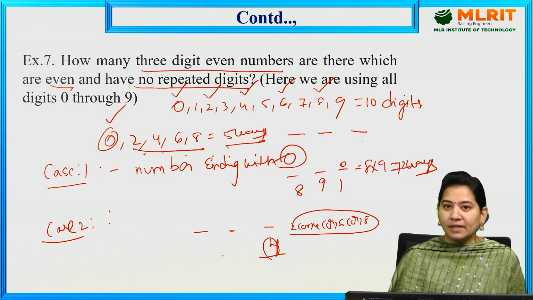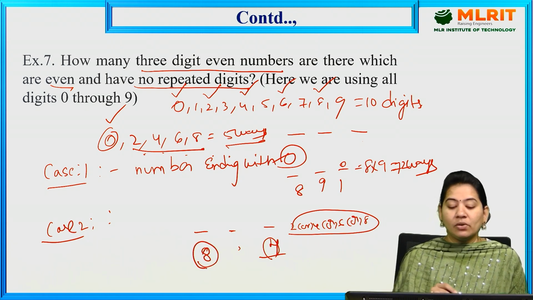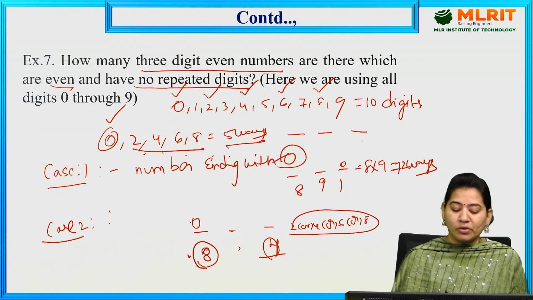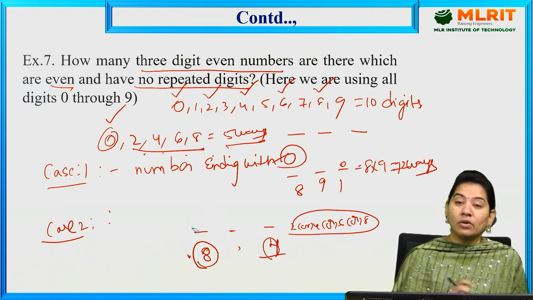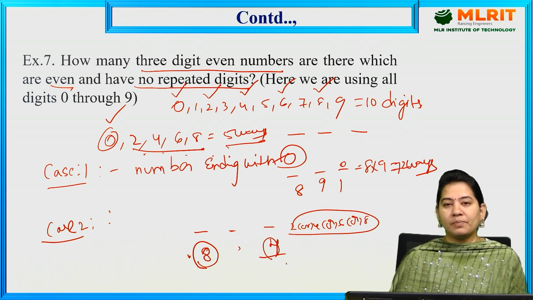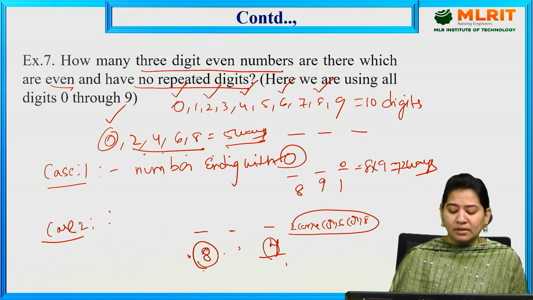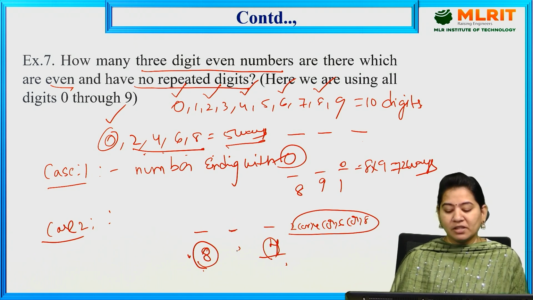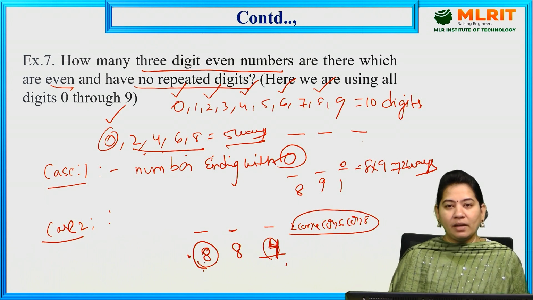But for the other places, that number cannot be included. So how many ways will we have for the first digit? 8. Why am I taking 8? Because 0 cannot start a 3-digit number. If I start with 0, it becomes a 2-digit number, not a 3-digit number. So I cannot include 0 there. 10 minus 2 is 8, so if I use this number, we'll have 8 chances.